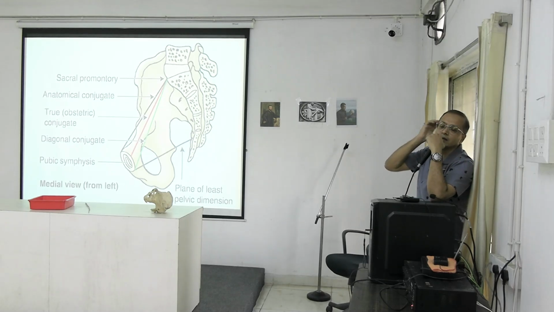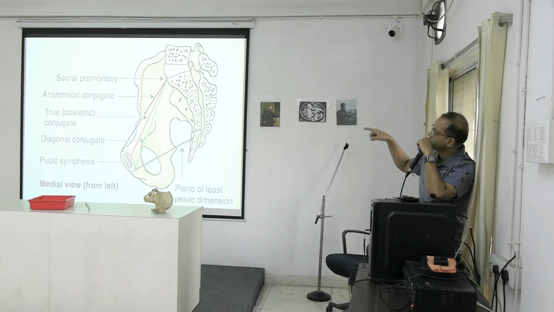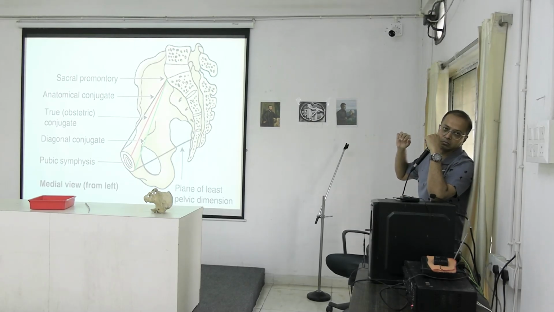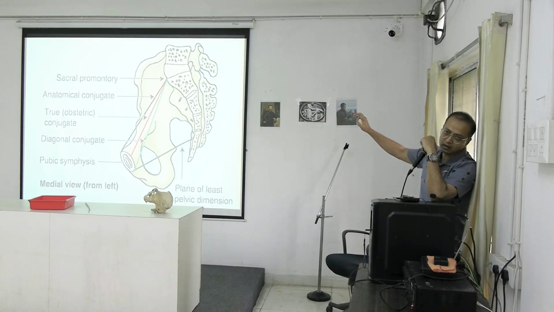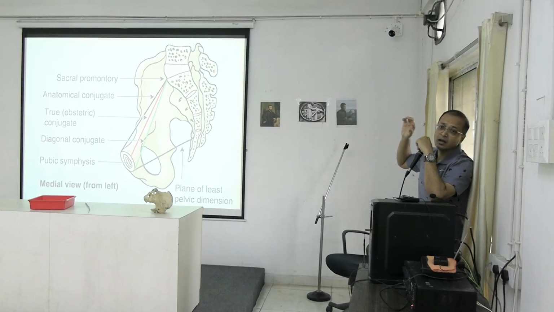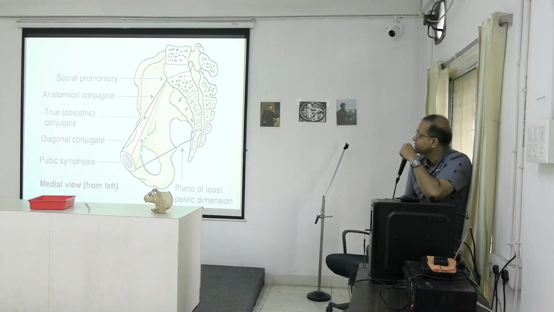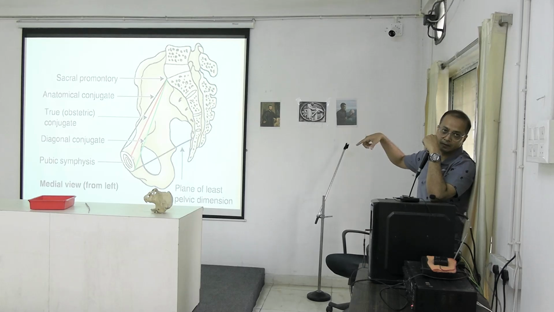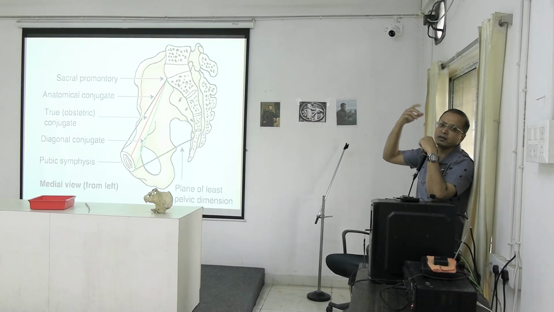So these 3 lines of measurement of the anterior-posterior diameter are what you have to know. What do you mean by the anatomical conjugate? What do you mean by the diagonal? And what do you mean by the obstetric conjugate? Conjugates means diameters. The posterior limit is fixed, which is the sacral promontory. The anterior one is in a variable position. From the symphysis pubis top, bottom and middle, you are measuring and getting the length. This length we call the conjugate. These conjugates are important for obstetric measurements.